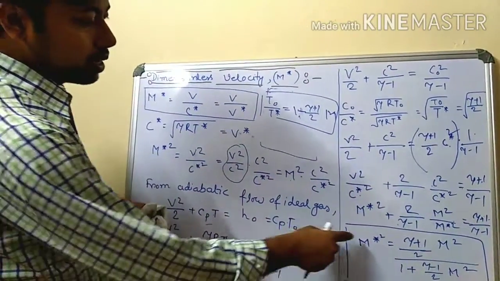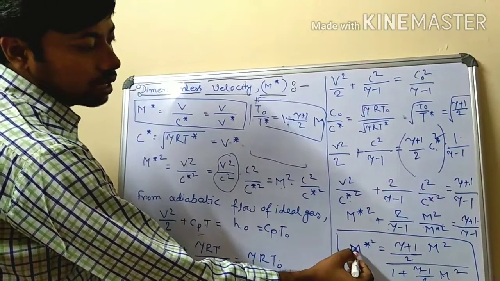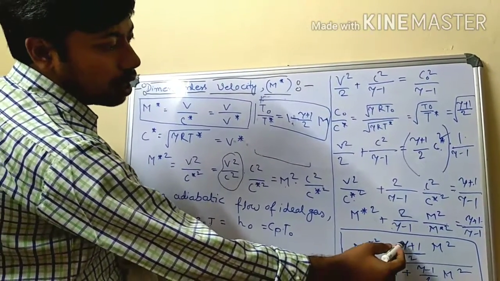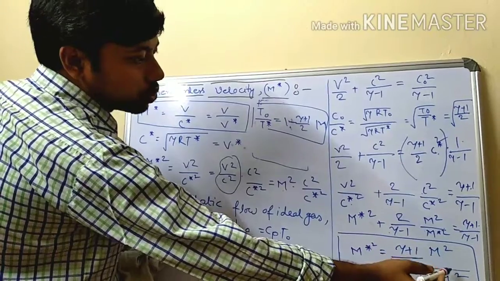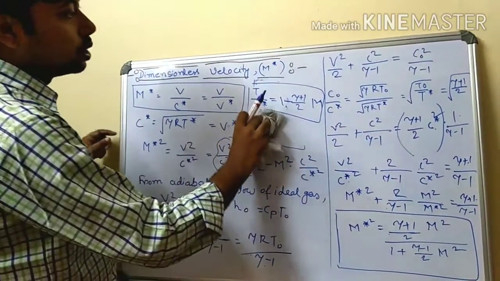Okay. Now, if you write this equation and solve it, it comes out that M star square is equal to ((gamma plus 1) by 2) into M square, divided by 1 plus ((gamma minus 1) divided by 2) into M square.